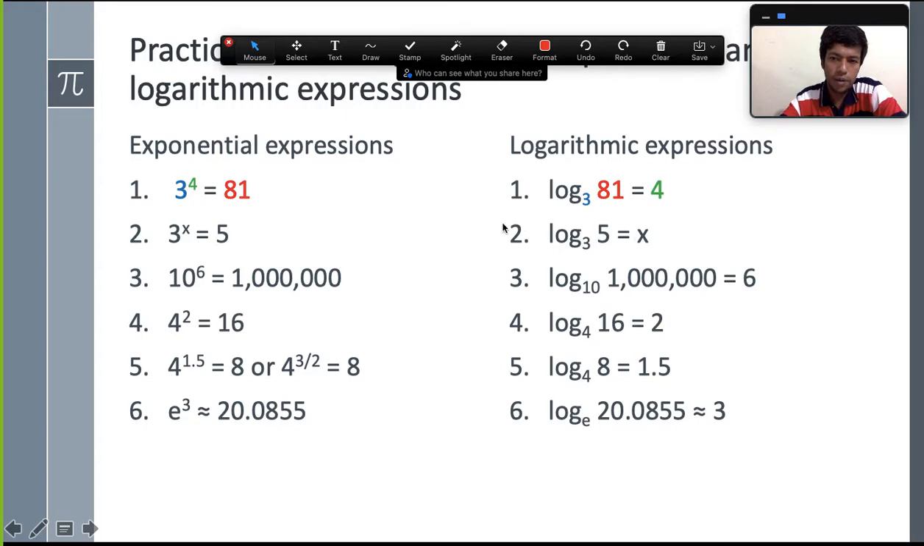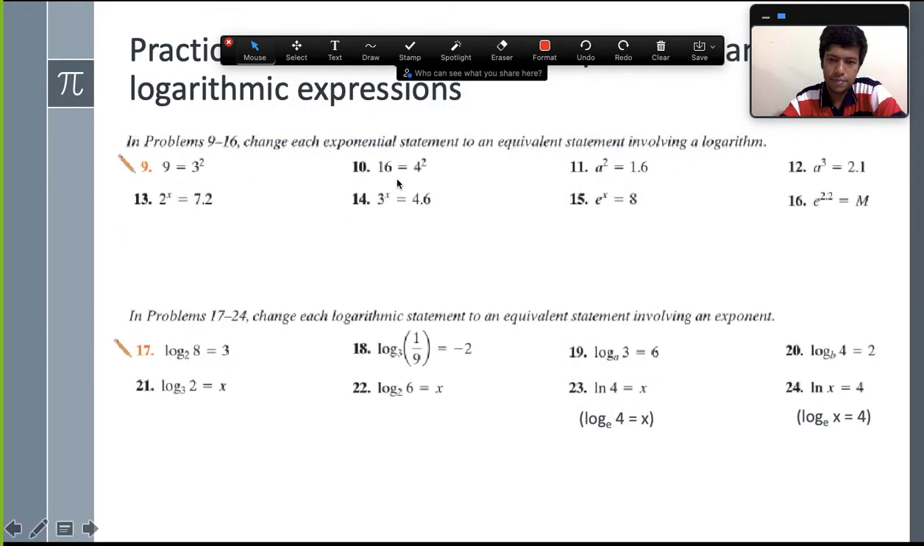Here we have a lot of exponential to logarithmic conversions. When we have 3 to the power 4 equals 81, how do we convert it? 3 to the power x equals this, how do we convert it? So this is the conversion, how we can go from this form to this form. And then you will try to do this conversion. This is super easy.